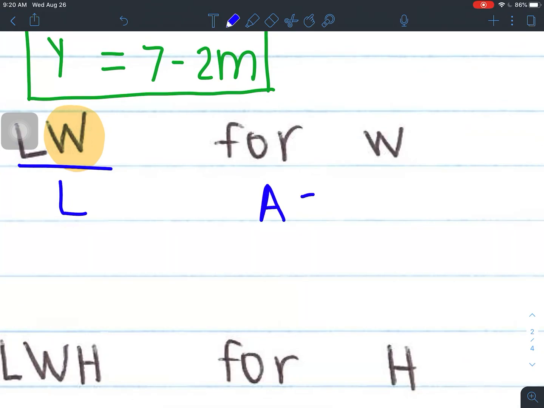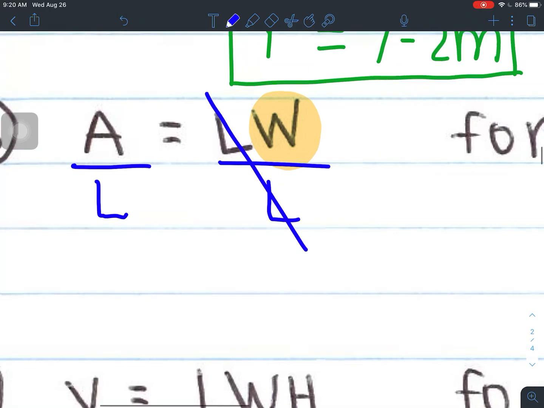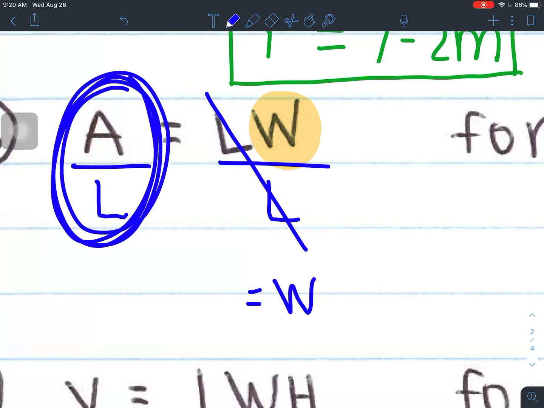You treat it just like you would treat a number. For example, A equals 4x, right? To get x by itself, I would divide by 4. So you can actually divide variables out too. It is allowed, I promise. Now, L divided by L over here is going to cancel, because it gives me 1. And I'm going to have W left over, right? Because my L's canceled.